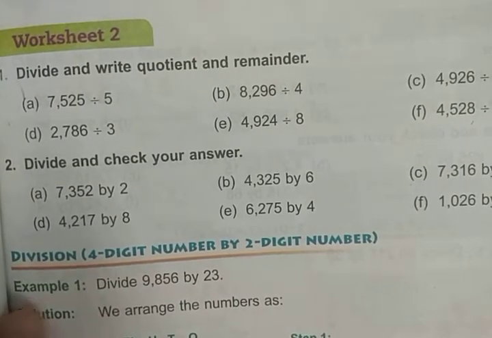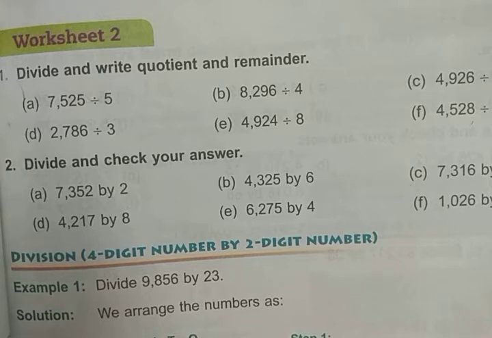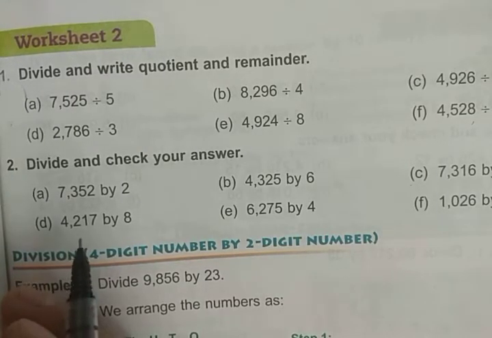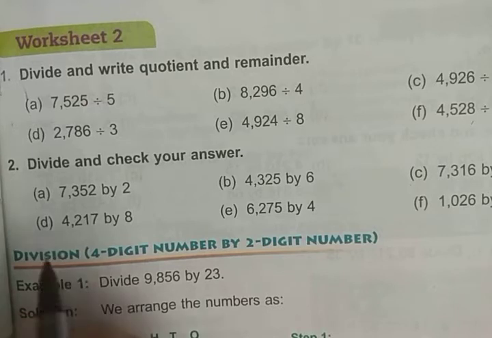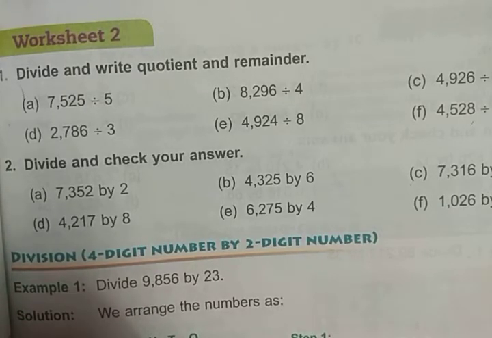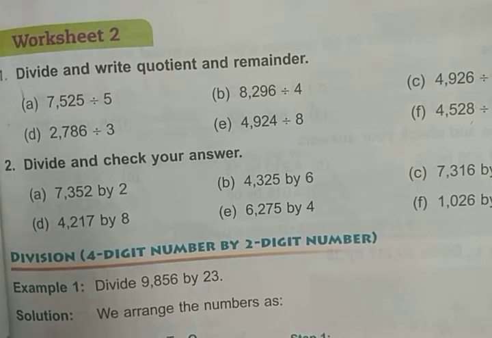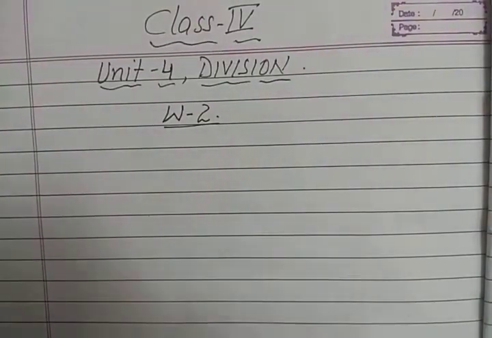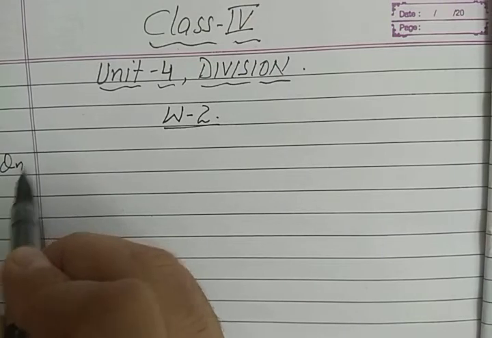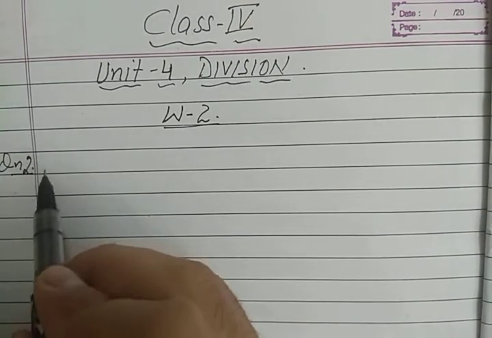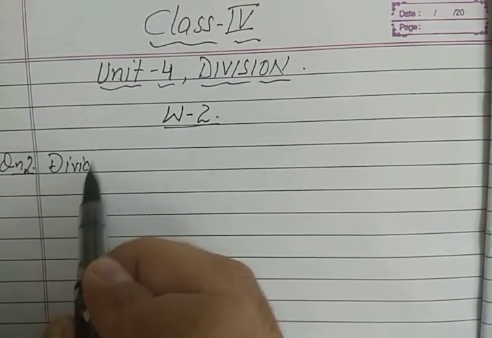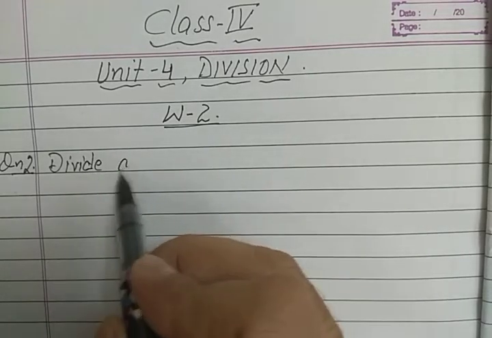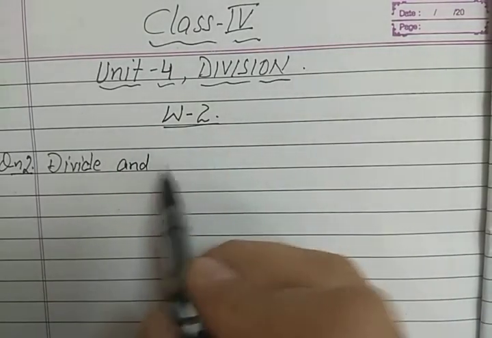So we have learned one property, or you can say relation, between the dividend, divisor, quotient and remainder, by which we can also check our answer. So we will try to do this question. Question number 2 of worksheet number 2. The question is: divide and check your answer.